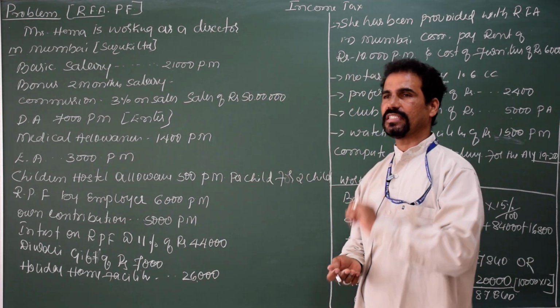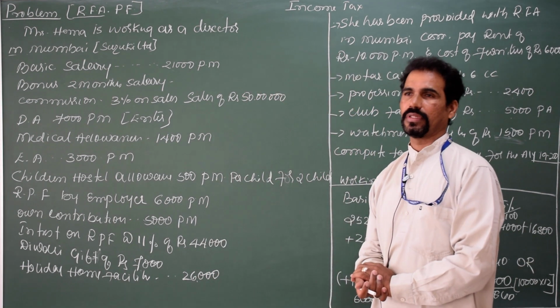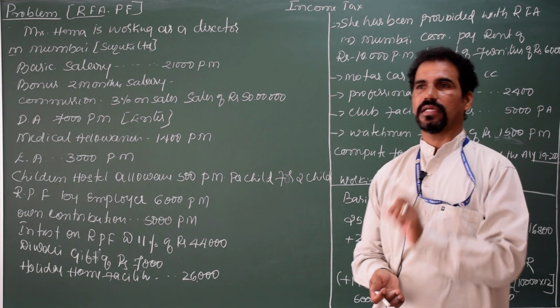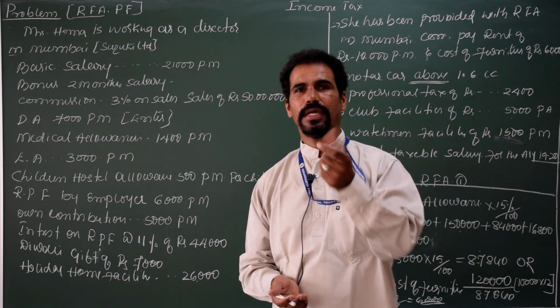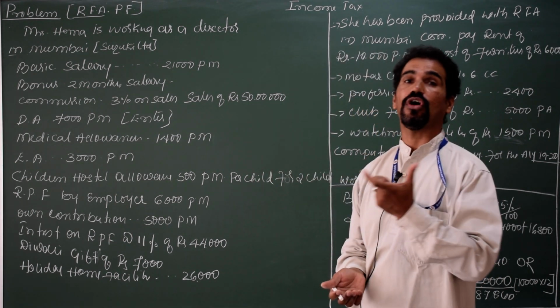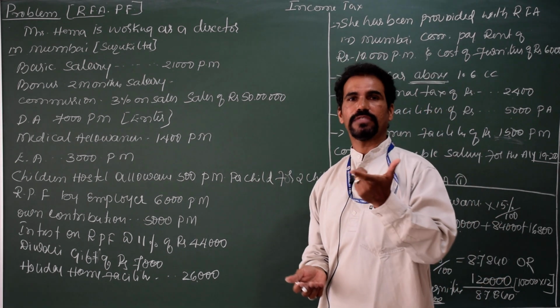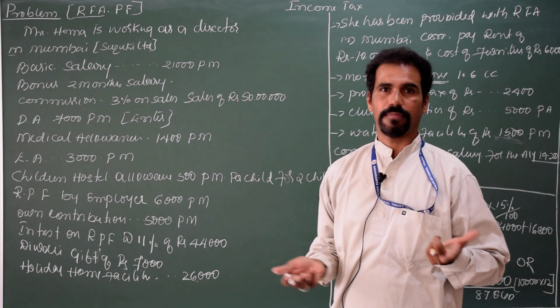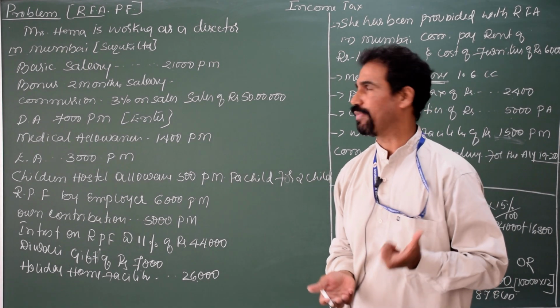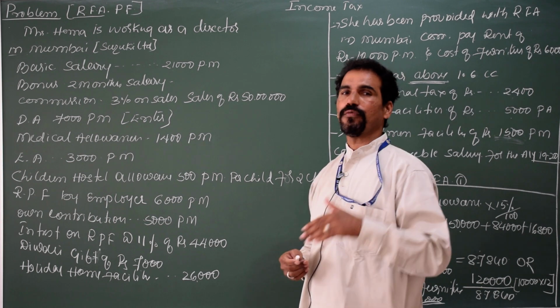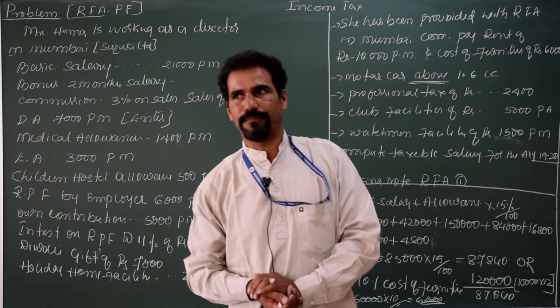What are perquisites? Perquisites mean benefits given by the employer to a few employees, but not to all. All the employees get the benefit of the salary part, but perquisites are only for a few employees, not for all. So how are we going to calculate the RFA?